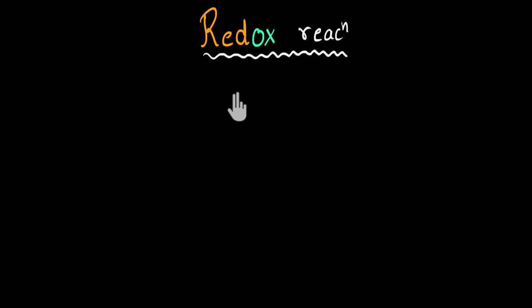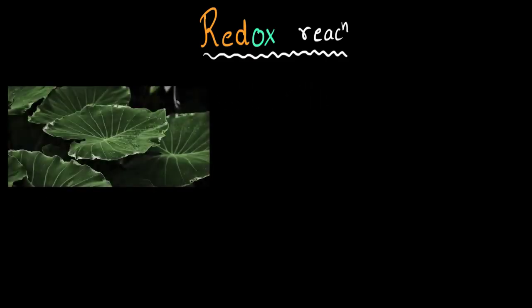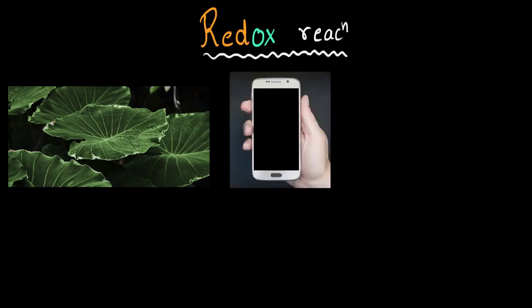In this video, we will be talking about a new type of reaction called redox reaction. And these are very commonly found. Photosynthesis is an example of redox reaction. The chemical reaction that happens within a battery which powers your phone or laptop devices is also an example of redox reaction.